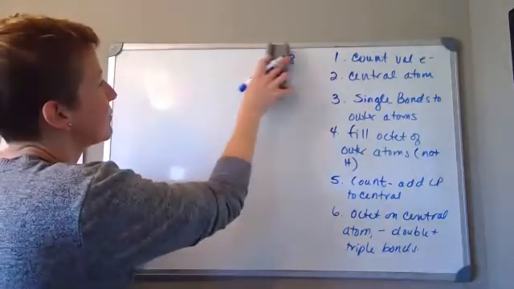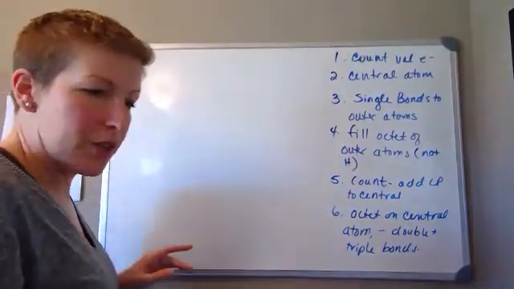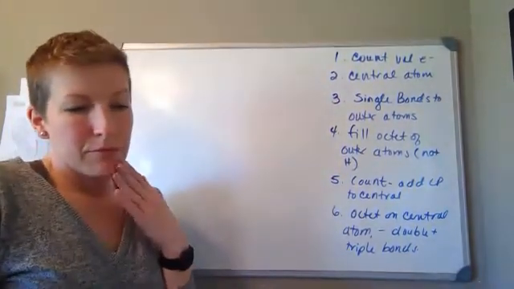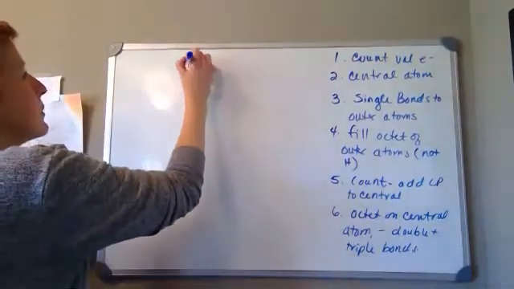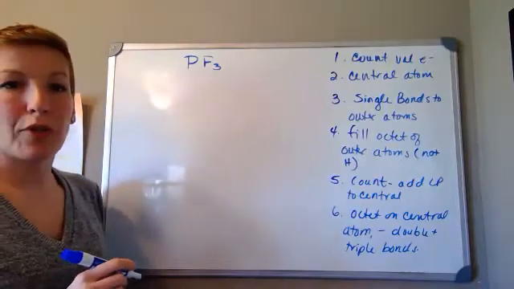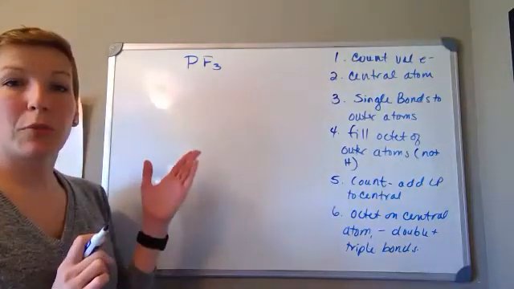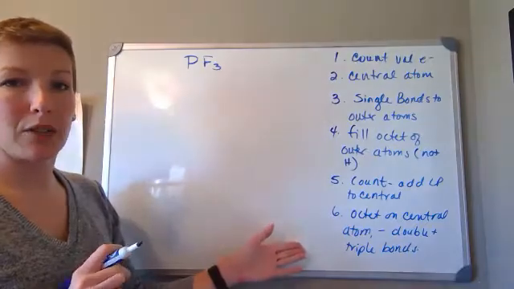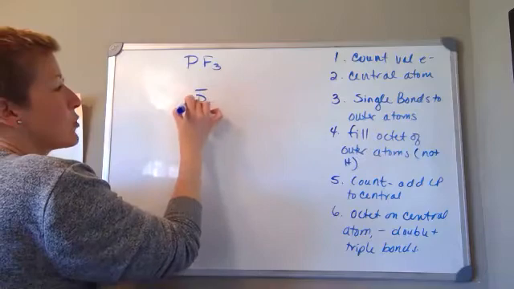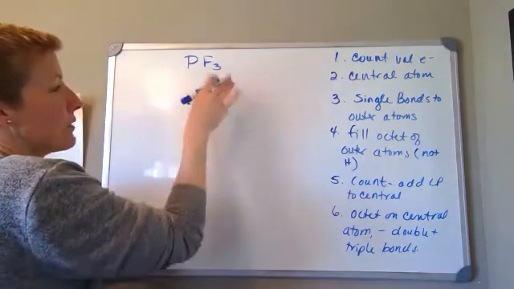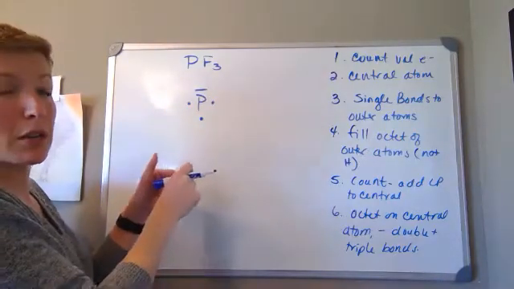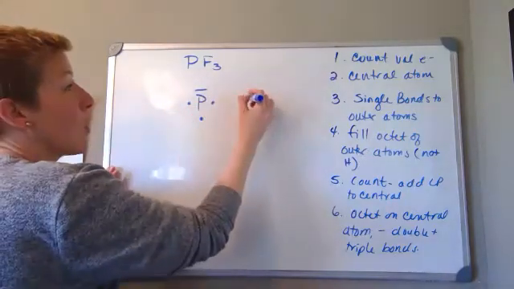Okay, trying to think of another good example to do for you guys. All right, let's do PF3, okay? Phosphorus trifluoride. Let's just do this from the Lewis, because you guys can always go back and do this later. If I look at phosphorus, it looks exactly like nitrogen, because it's in the same group. So it has that lone pair or unshared pair of electrons at the top, and then it has its 3 lonely electrons.